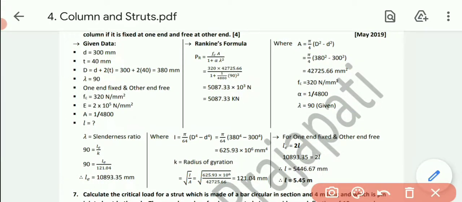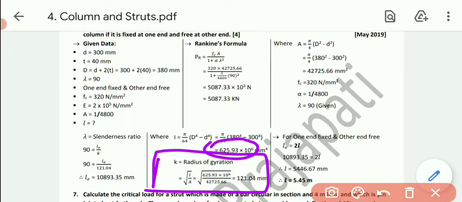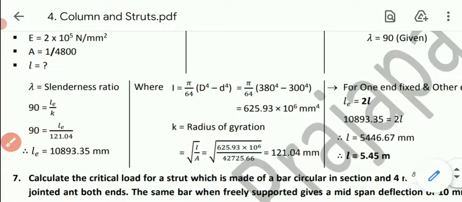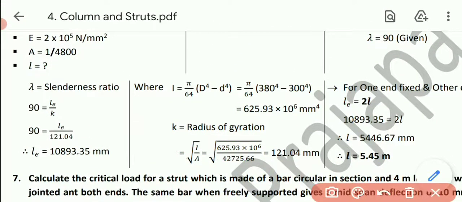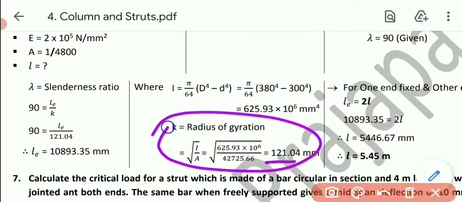So now K, root of I by A. Now I, that is this one, 625.93 into 10 raised to 6, and area, that is this one, that is 42725.66 mm square. By solving this one I will get the value of K, that will be 121.04. Once I get the value of K, now I can go for this formula.